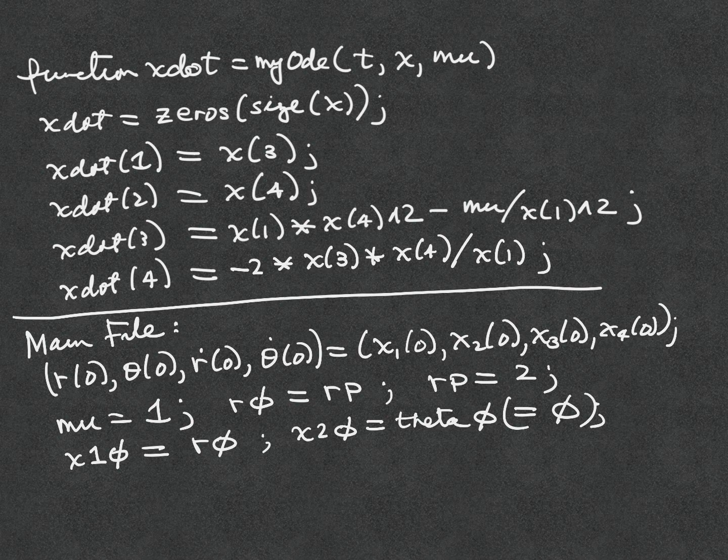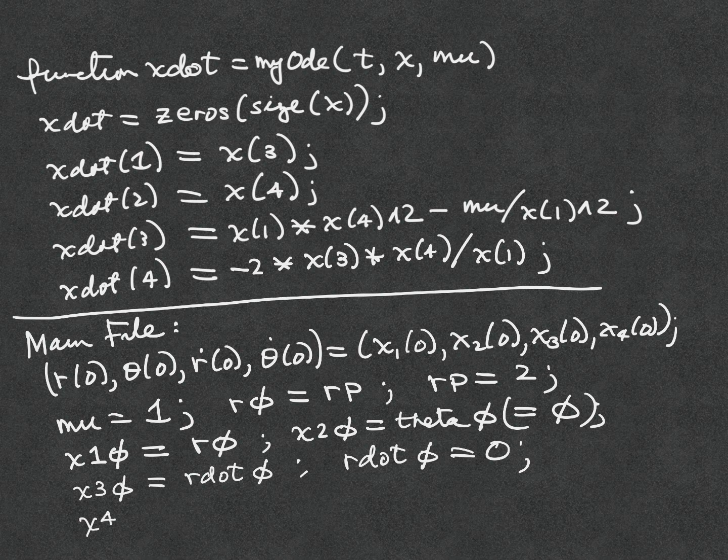Now the next thing is we're going to have x3 at 0. So x30 is going to equal r dot 0. And I'm going to say r dot 0 is equal to 0. So the initial value of r dot is 0. And then finally, I've got x4 at 0. So x40 is going to equal theta dot 0.